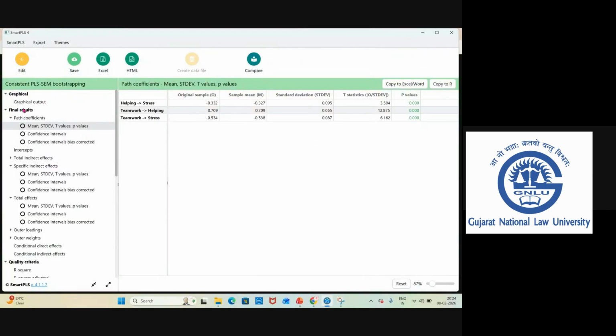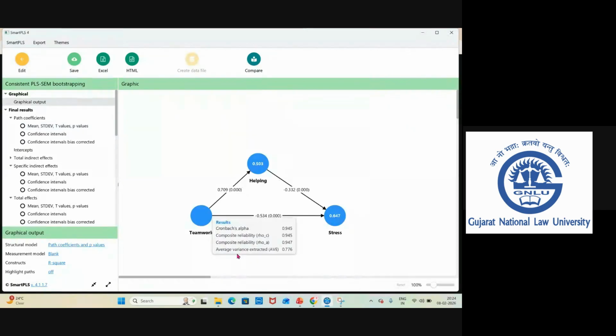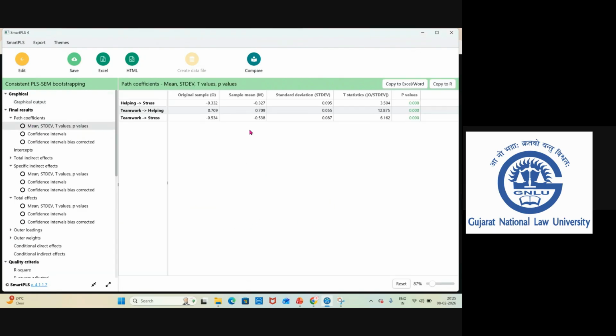Now, on the left side of the window, we have final results. Within the path coefficient, we have direct effect. As a part of the direct effect, if you look at my results here, in total effects, the direct effect is minus 0.534. We have seen it as a part of our test result and as a part of graphical output. Teamwork to stress, this is the direct effect. Is it significant? Yes, it has significant results.